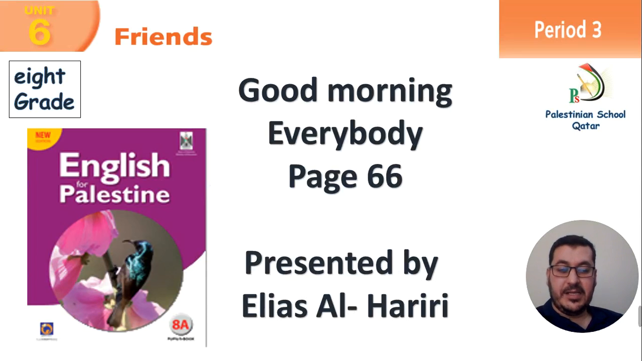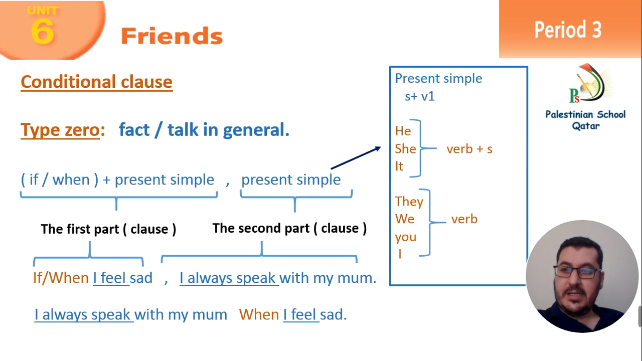This is Lias Hariri. Welcome to our lesson, Grade 8, Unit 6, Friends. Today we have period number 3, page 66. So at the beginning, everybody, today we have a grammar lesson. Today we'll start with conditional clause. Conditional clause has 4 types: type 0, type number 1, 2, and 3. Today we'll start with type 0.